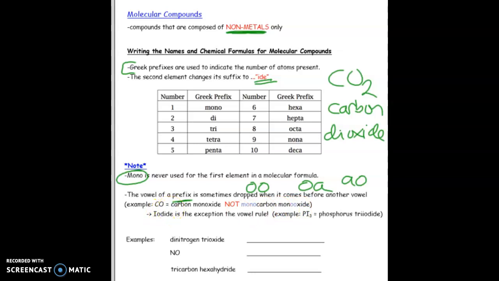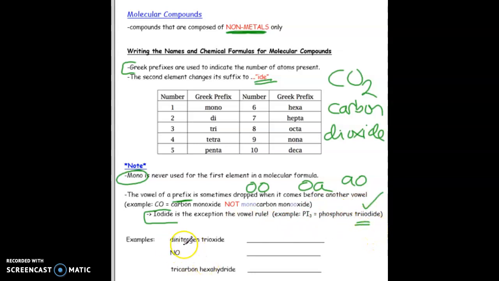There's only one exception. Remember I mentioned there's always going to be exceptions to the rules that you're going to learn in chemistry. Iodide is an example of that. That's an exception to this rule. So you can actually have two I's back to back. It's usually strange to have two of the same letter back to back. So for example, phosphorus triiodide, that is the proper terminology for that.